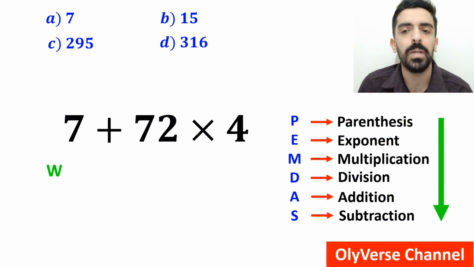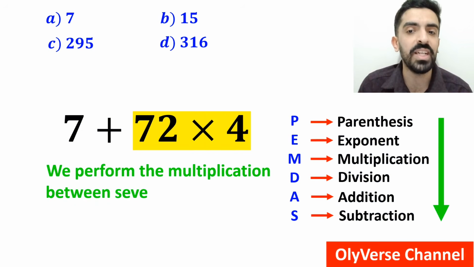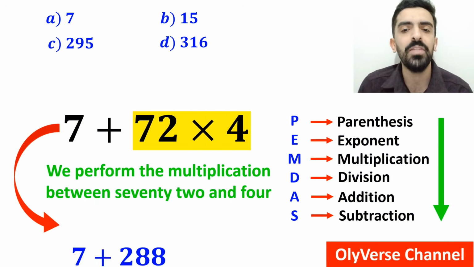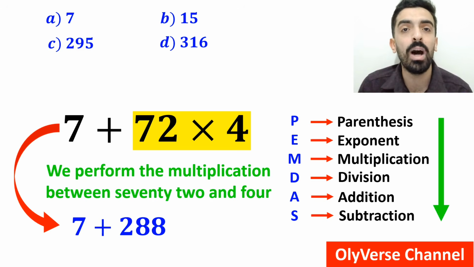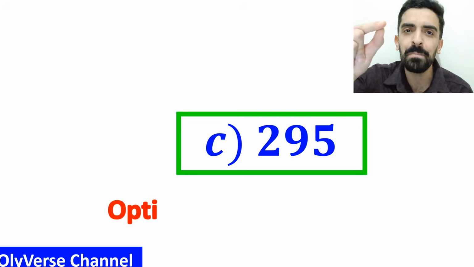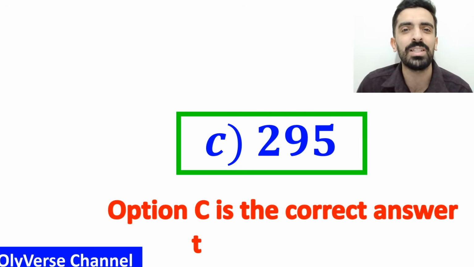And the final step, we perform the multiplication between 72 and 4 and simplify this equation to 7 plus 288, which finally gives us the answer 295. Therefore, option C is the correct answer to this question.